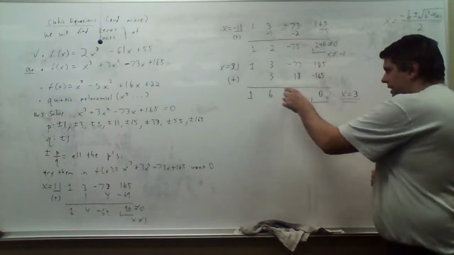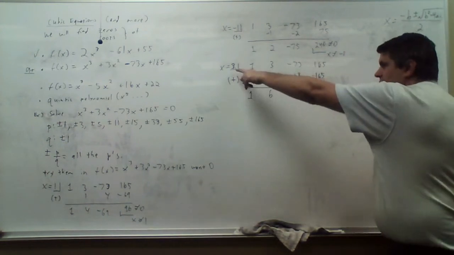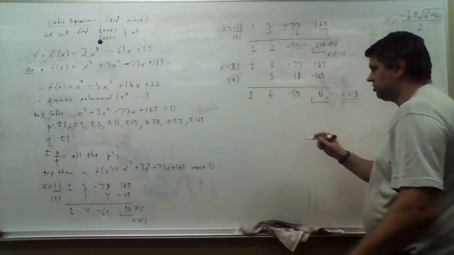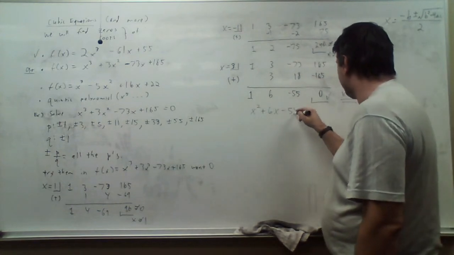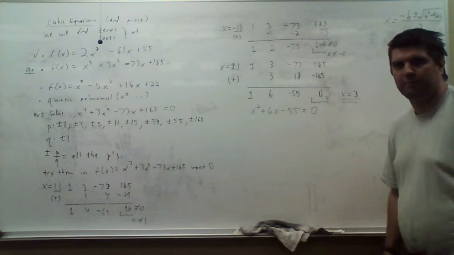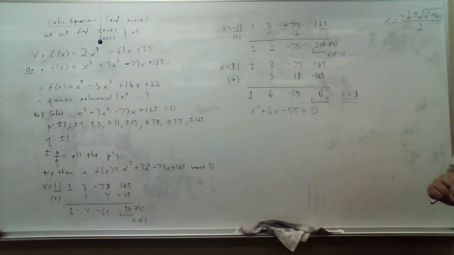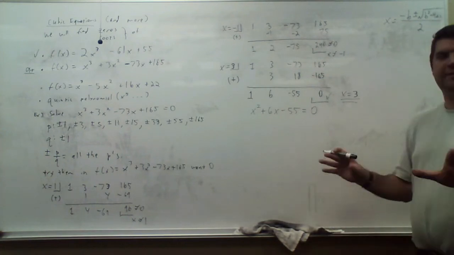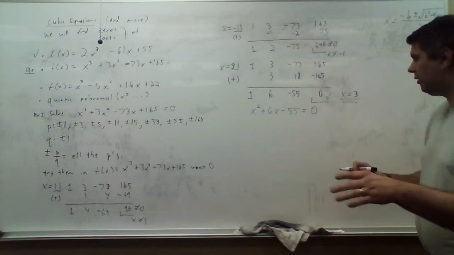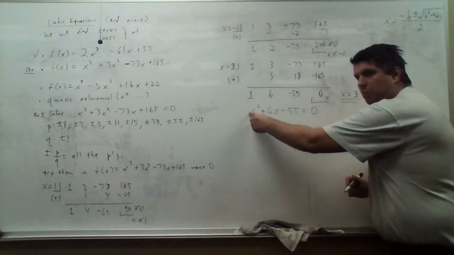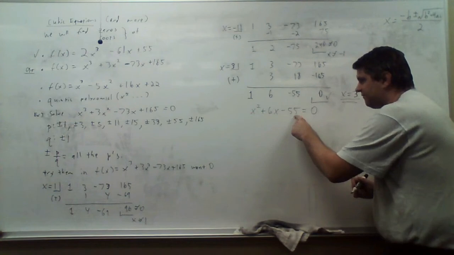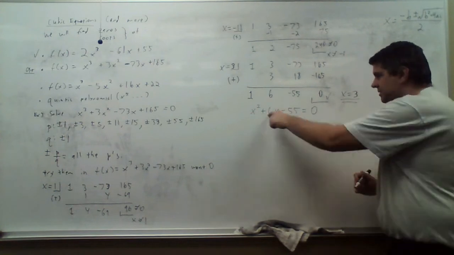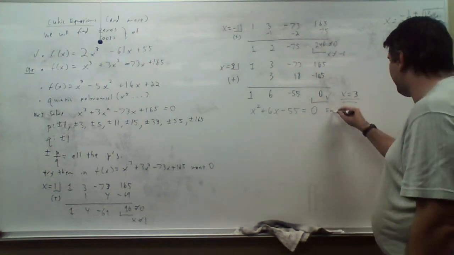Also, this was a division result, so that's a quotient. So x squared plus 6x minus 55, and I need to set it equal to 0. I want to see if it's easily factorable. It's a trinomial. The coefficient is 1, so that's a good sign. And I could come up with 2 factors of negative 55 that add up to 6. So this is factorable.